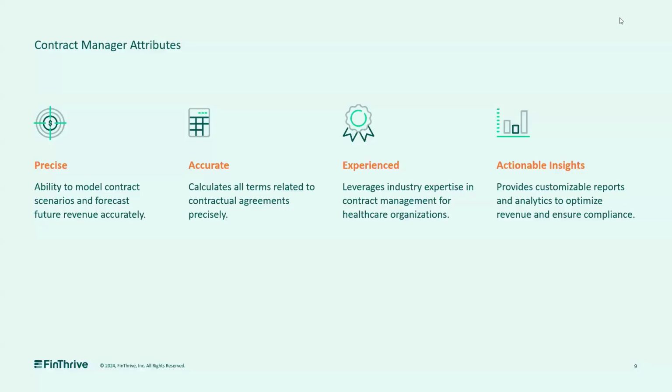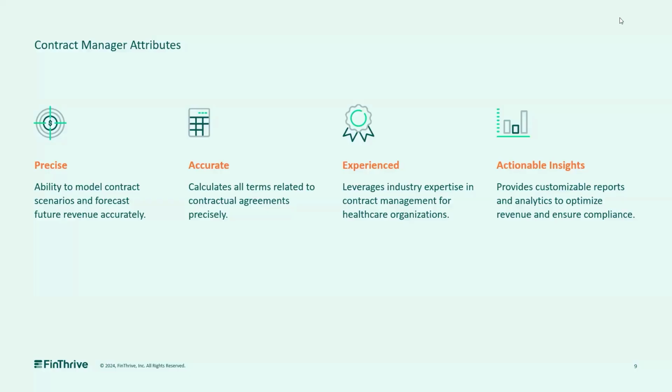But one of the things I talk about from the attributes is that when you start looking at it, it is precise, the ability to model contracts for forecasting and future net revenue. I think that is important. So as you're looking at your data and everybody has to negotiate contracts every year, how do you model those scenarios?